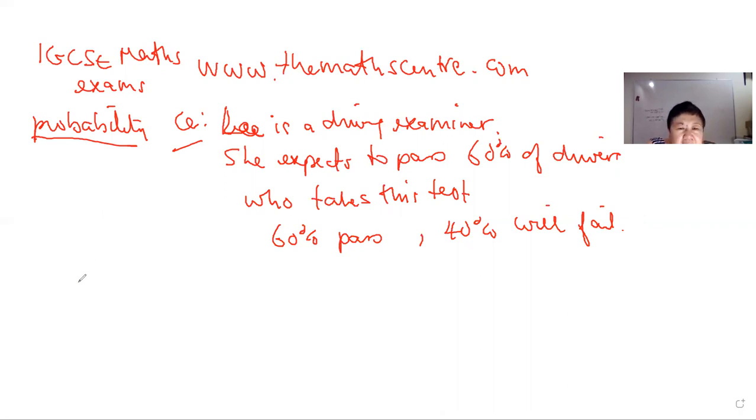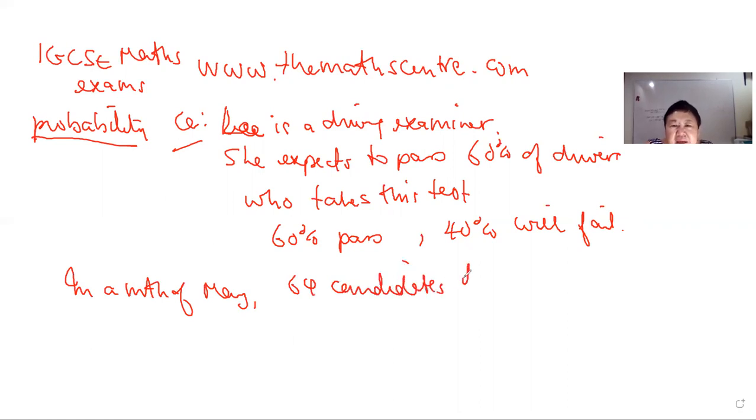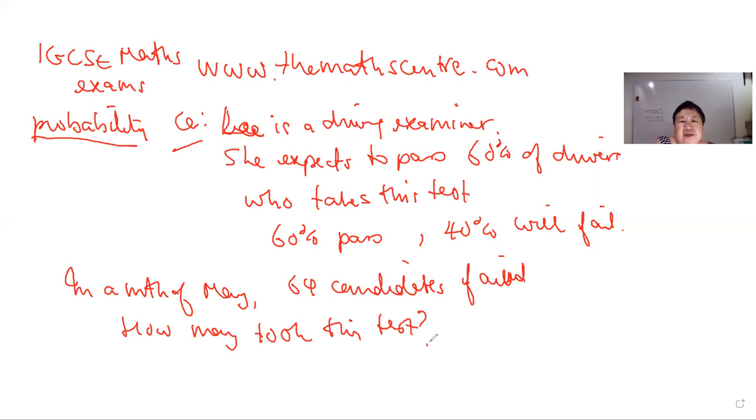So now, in a month, let's say the month of May, 64 candidates fail under her. 64 candidates fail. The question is, how many took this test?